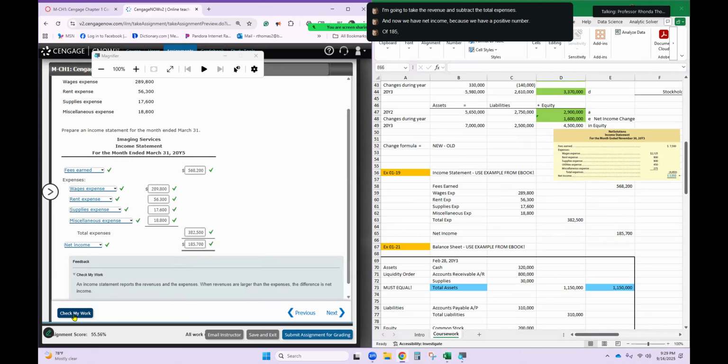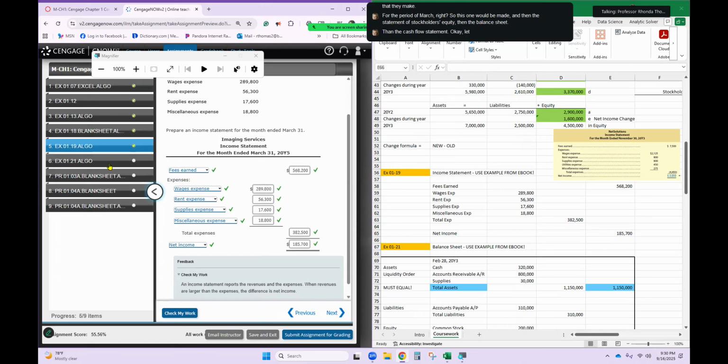Let's check our work. So we went through that one pretty fast. Okay, you've got to get used to this, and this is the very first financial statement that they make for the period of March, right? So this one would be made, and then the statement of stockholders' equity, then the balance sheet, then the cash flow statement.